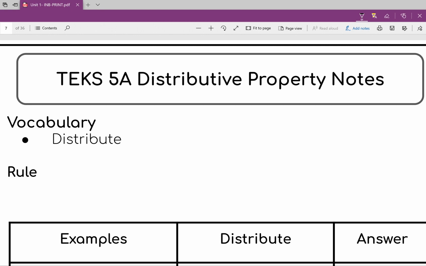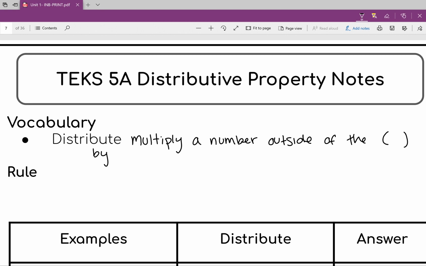TEKS 5A, Distributive Property Notes. So the vocabulary distribute means to multiply. Let me grab my pen. Means to multiply a number outside of the parentheses by the numbers inside.